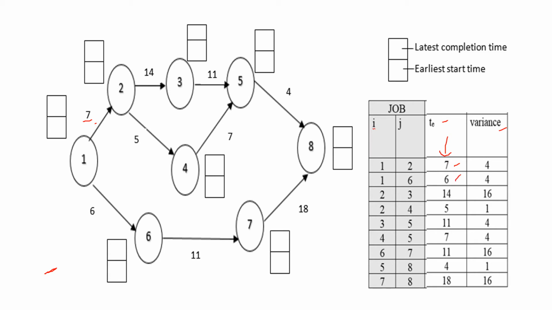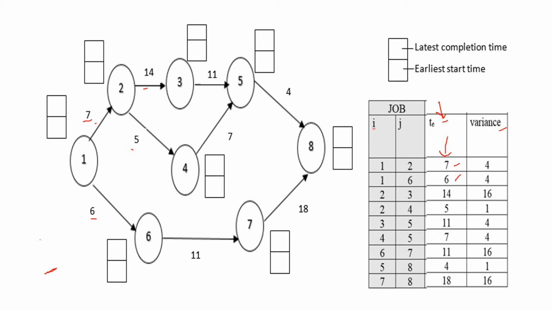1 to 2, activity is 7. 1 to 6, activity is 6. 2 to 3 it is 14, and 2 to 4 it is 5. You have to fill the activities of the network diagram with this TE. Now you got the network diagram like this.